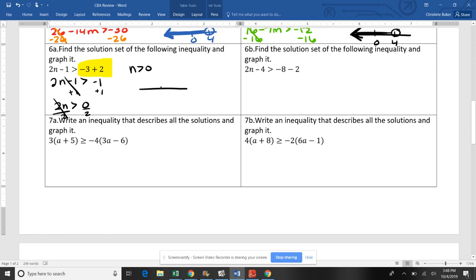So unfortunately, I cannot check my answer using 0 here because 0 is what I need to be greater than. So I'll pick the next best thing. I'll pick 1. Let's test that out. 2 times 1 minus 1 is greater than negative 1. 2 times 1 is 2. 2 minus 1 is 1. Yep, that's true.